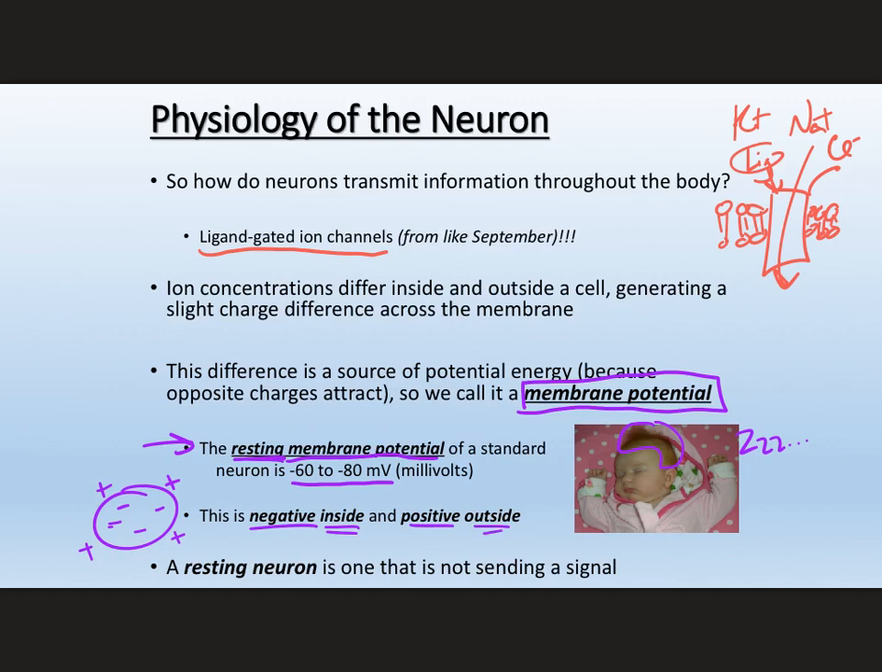And so a resting neuron would be a cell that is sitting around this -60 to -80 millivolt potential or charge, and it's a cell that's not sending a signal, right? So it's resting, so it's not active. Now, the way that a nerve cell can send messages is by messing with this resting membrane potential. But first, we got to talk about how you get a resting membrane potential to begin with, and how you can mess with that potential once you have one.